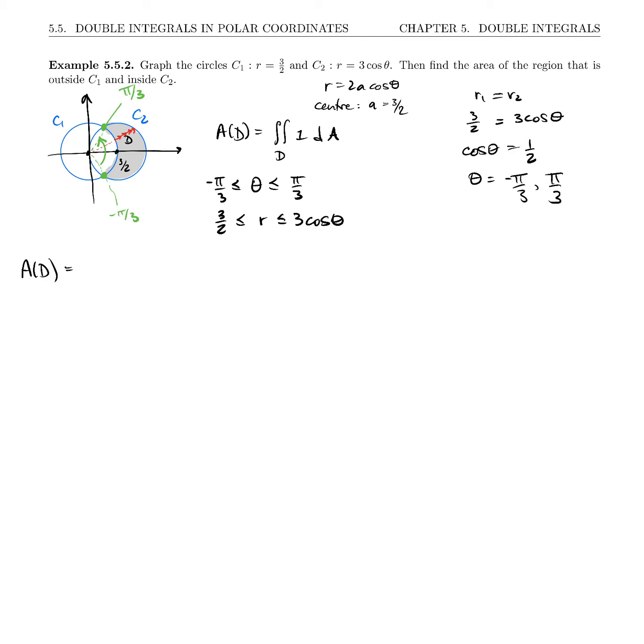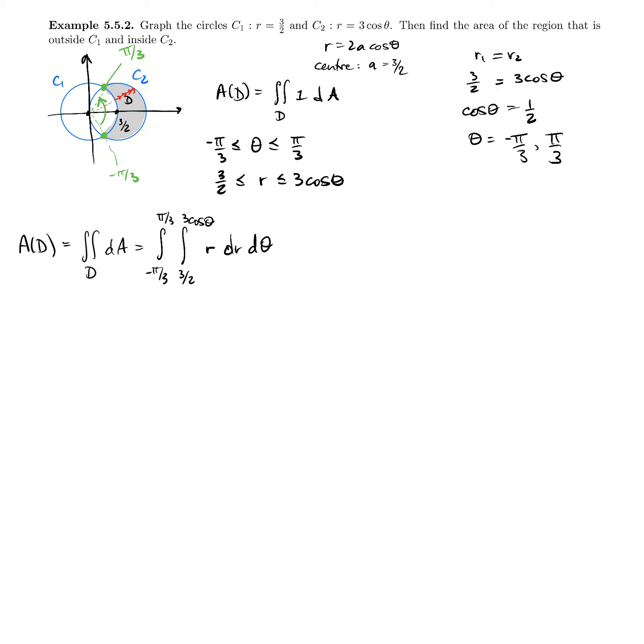So the area of D, well, that's the double integral over D of 1 dA, which is the double integral from minus pi/3 to pi/3 of the integral from 3/2 to 3 cos theta. Move this down a little bit, give myself a little bit more room. And 1 dA becomes r dr d theta. And so there's the integral that we need to evaluate. So let's start by doing that.